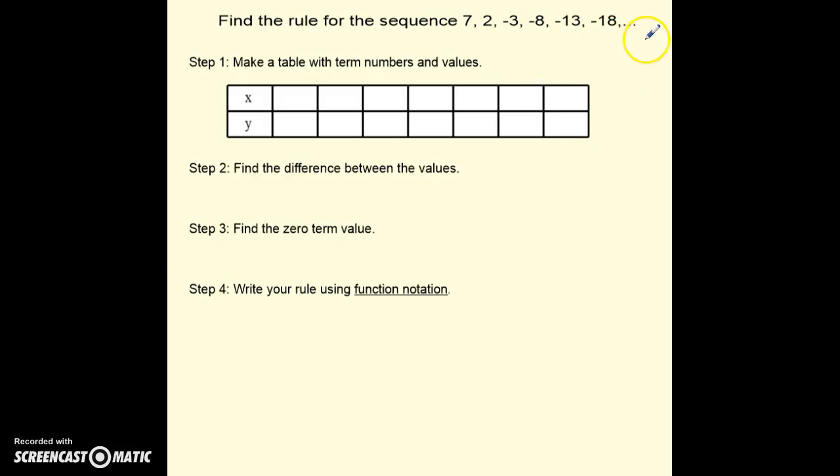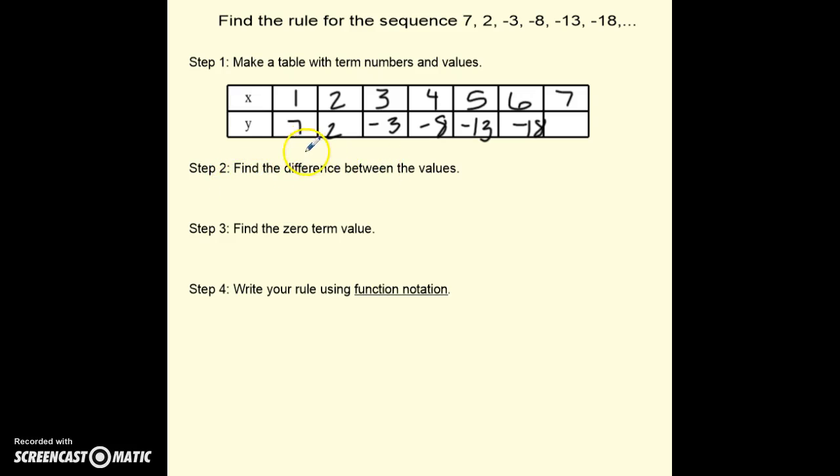Alright, so here we have a sequence of numbers, and it says make the table. So I always like to start with the 0 term, but for this chapter, they're going to start with the first term usually. So I'm going to put 1, 2, 3, 4, 5, 6, 7. And then we're just going to plug these in. So the first term is a value of 7. The second term is a value of 2. The third term is -3. The fourth term is -8. -13, -18, and then we're not sure of the next one, but we could figure it out.